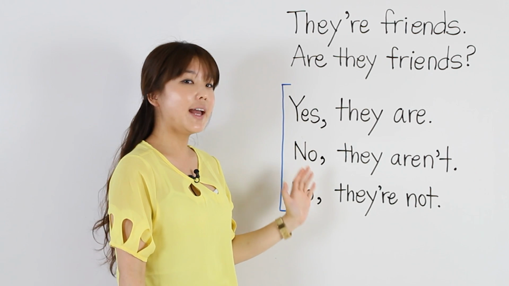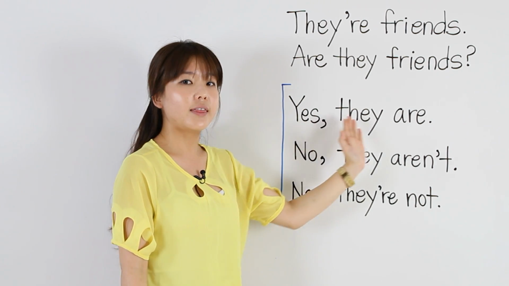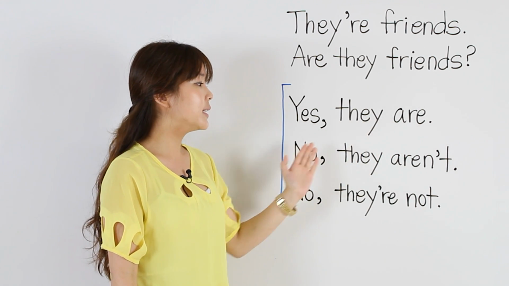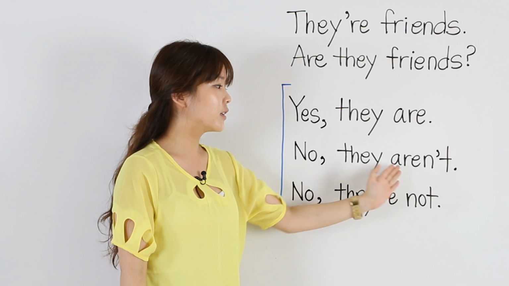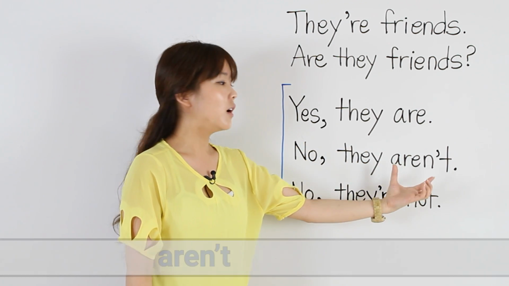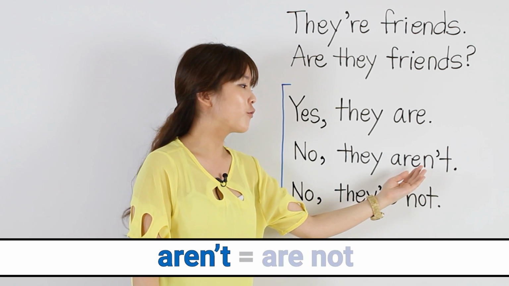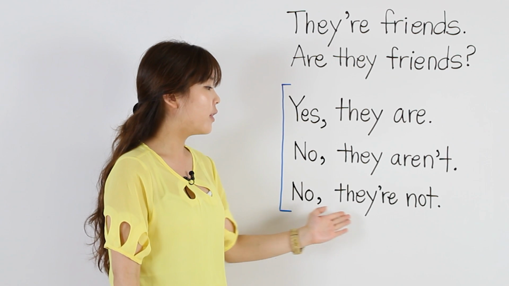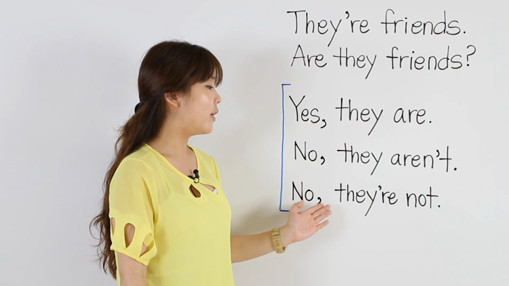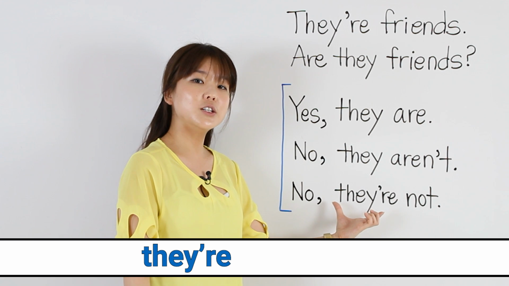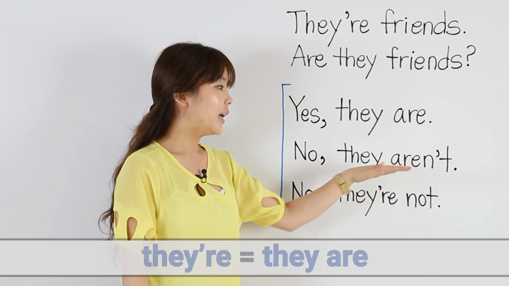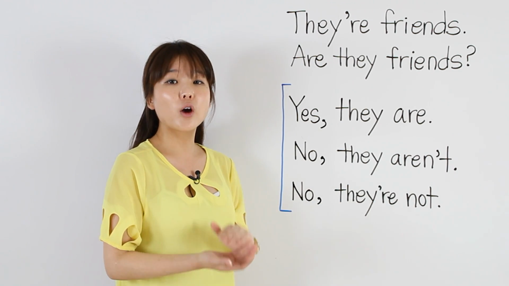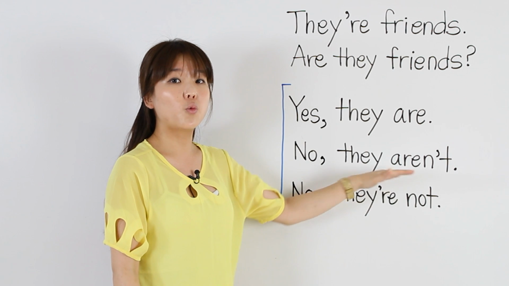Okay, now when we answer, we can say, yes, they are. Or we can say, no, they aren't. Aren't is a contraction for are not. The last thing we can say is no, they're not. They're is a contraction for they are. These two answers for no are both correct and they're both common, so you can say either one.